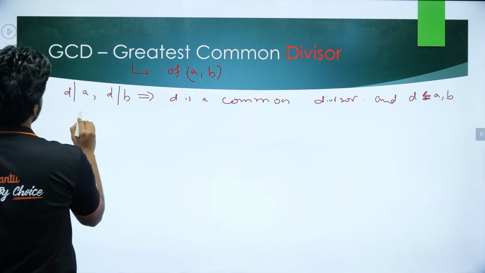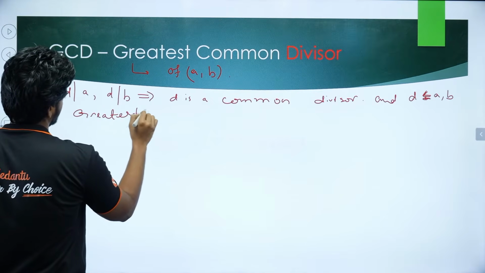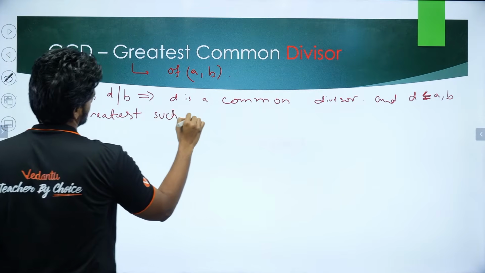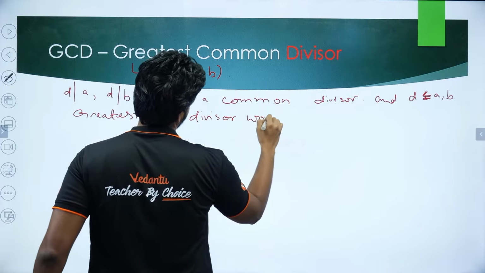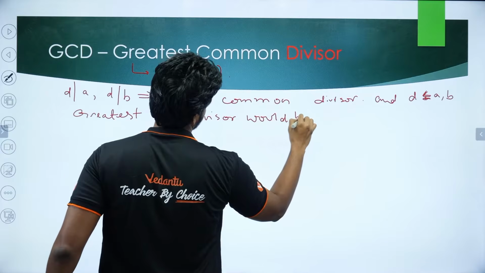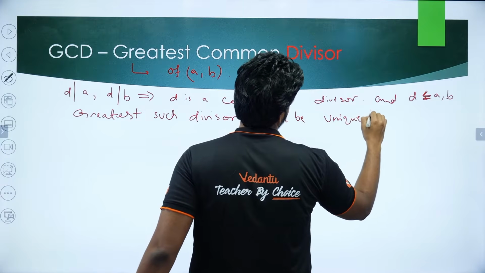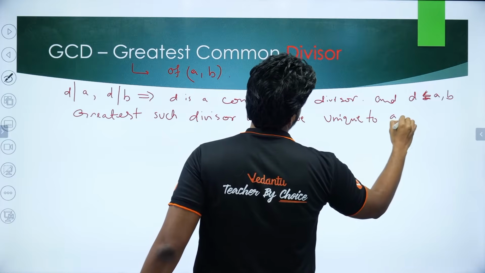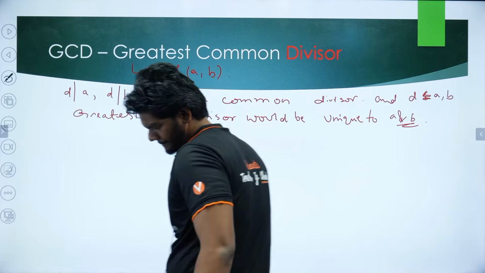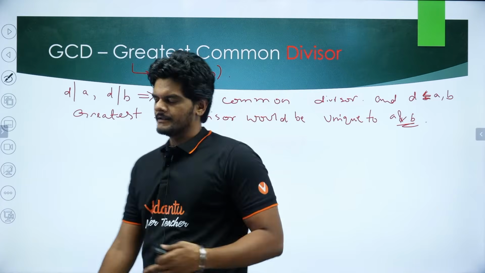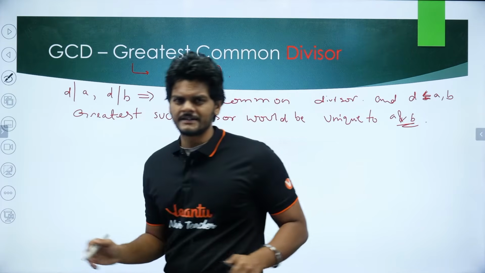So the greatest such divisor would be unique to A and B. Okay. Hence it is very common. Now how do we calculate it?